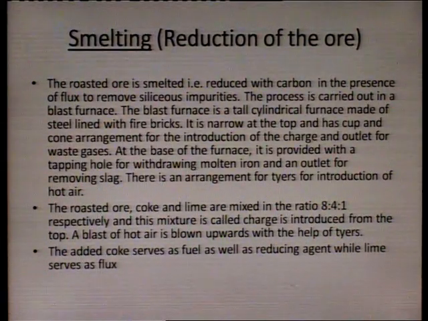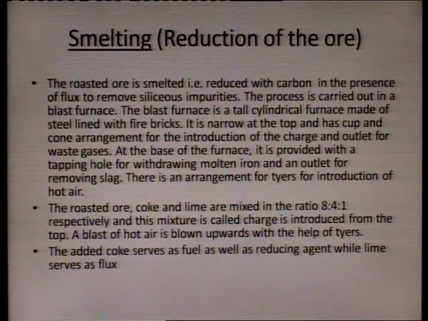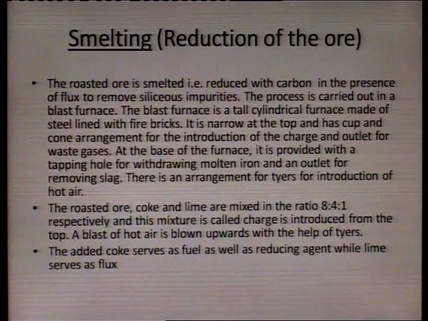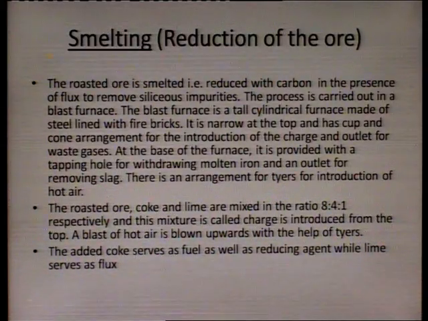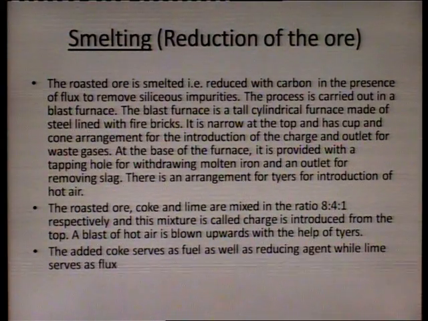The fourth step involved in the metallurgy of iron is the reduction of the ore, or you can also name this step the conversion of any metal compound to its metal. The reduction of the ore is carried out by carbon, and this process is also named smelting. The roasted ore is smelted or reduced with carbon, and this process is carried out in a blast furnace.